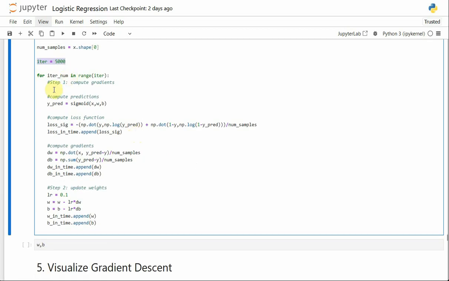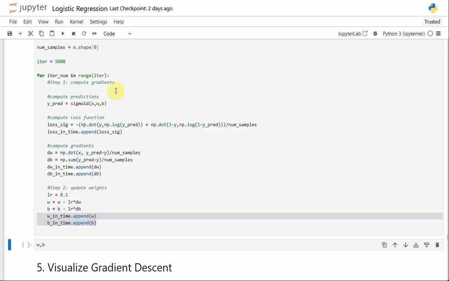As in the case of linear regression, in the first step, we will compute the predicted value of y using the sigmoid function. Then we will compute the loss value or cost function value. Then we will compute gradients for parameter w and for parameter b, and also store them in the history variables. And then in step 2, we will update values of parameter w and parameter b, and also store them in the history variables.